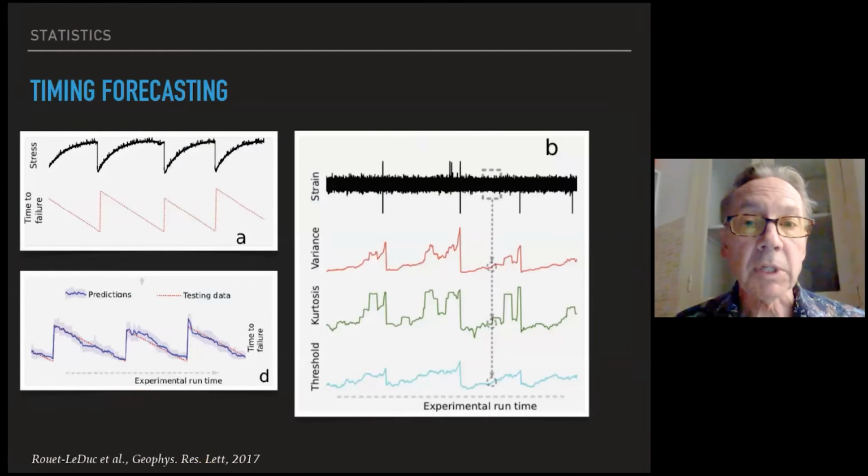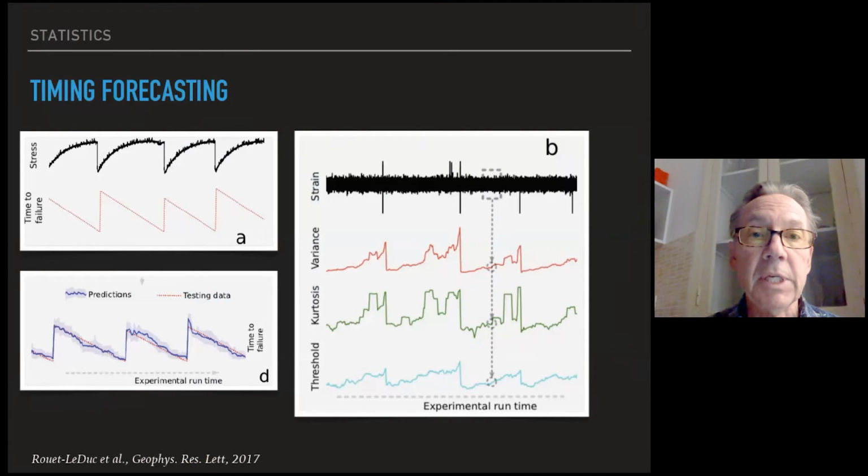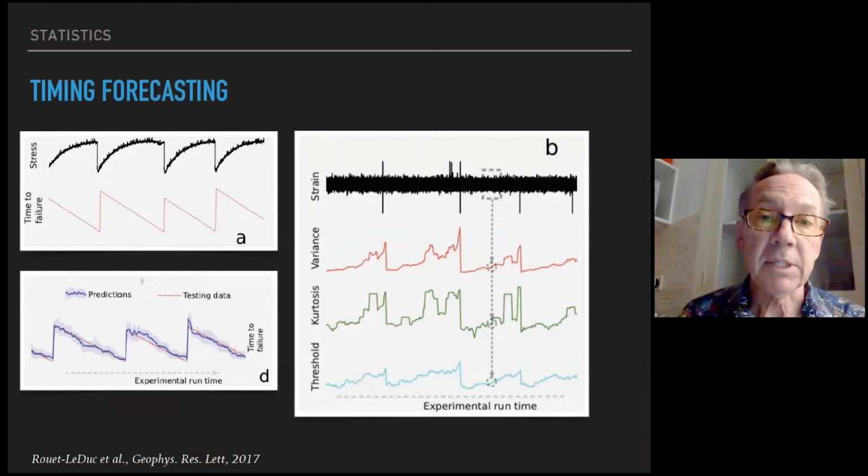So here's why it worked. If you look at the right-hand panel, panel B, on top you can see the dynamic strain or the acoustic emission signal as a function of experimental runtime. And you can see three of the statistical characteristics of that signal below it: the variance, the kurtosis, and threshold. This is simply an amplitude thresholding procedure.